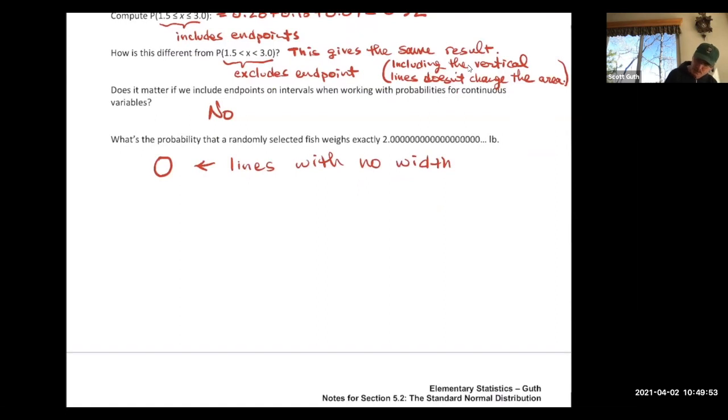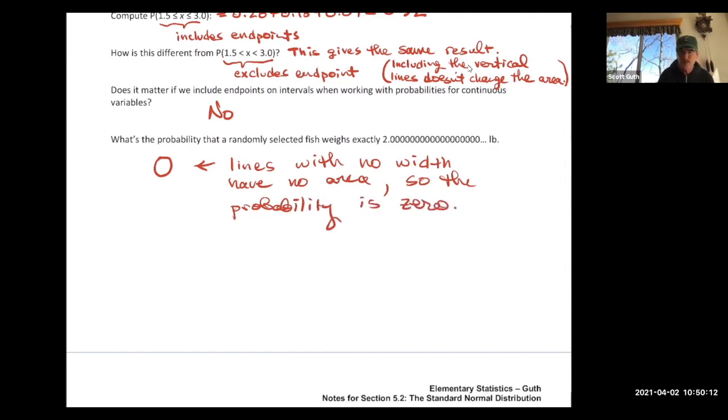Okay, so lines with no width have no area. So the probability is 0. Okay, any questions? Area is probability.